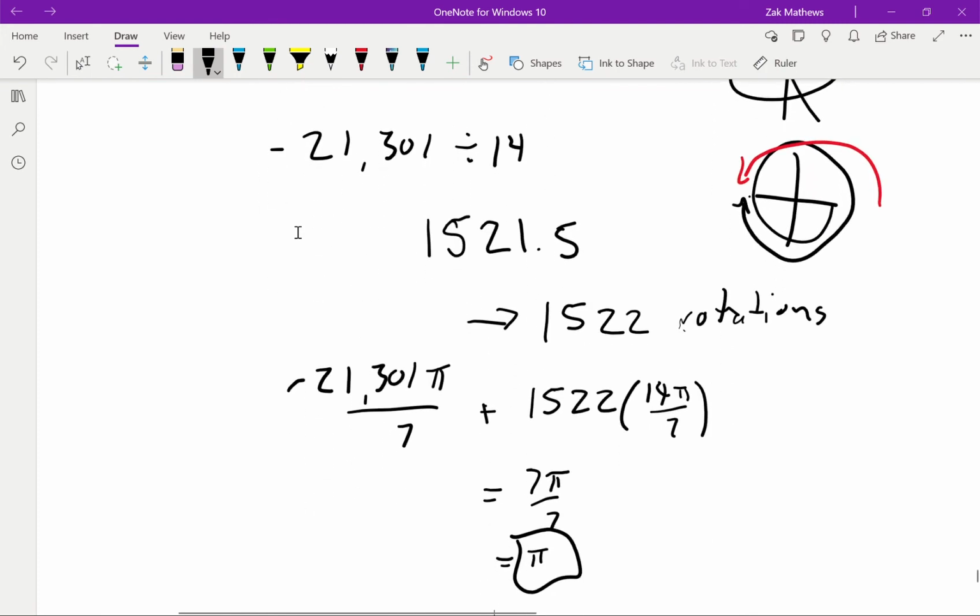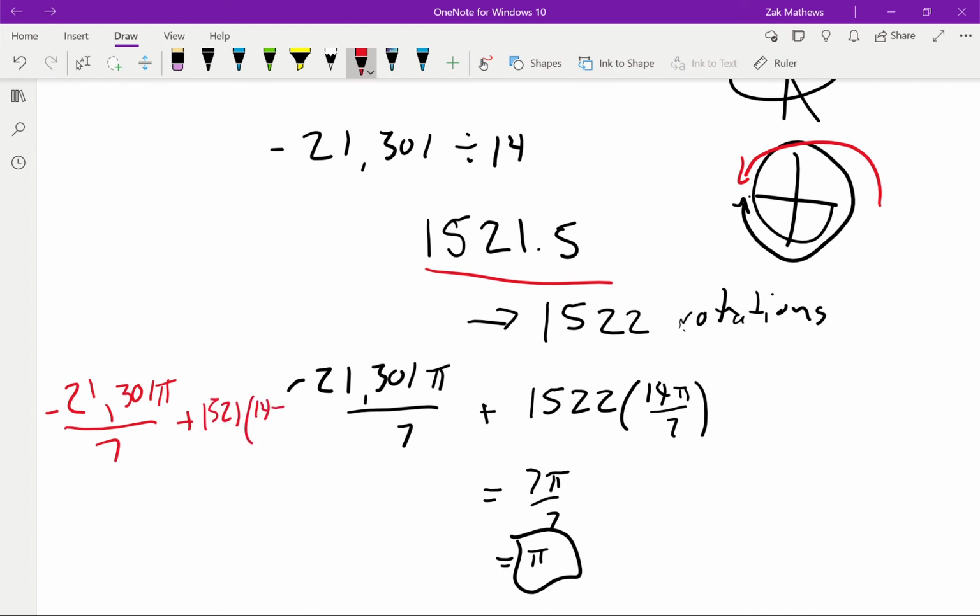Again, what would have happened if instead of using the 1,522, I'd used the 1,521? Let's see, we'd have negative 21,301 pi over 7 plus 1,521 times 14 pi over 7. So let's see what we get this time. It won't give me a wrong answer. It's just going to give me a different coterminal answer. So negative 21,301 plus 1,521 times 14 gives me a negative 7, which simplifies to negative pi.